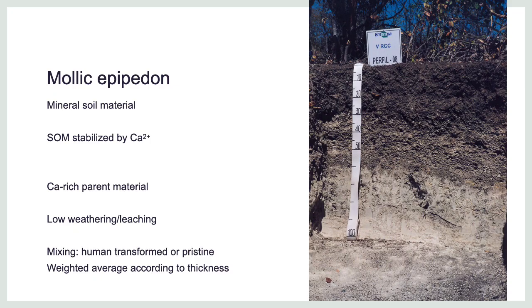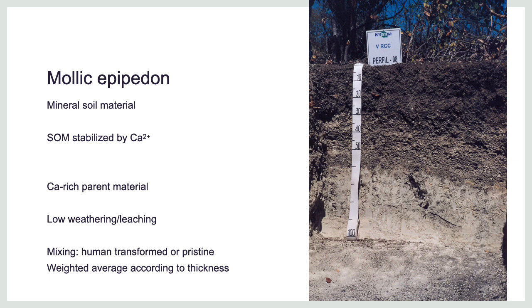Let's talk about another pattern, the Mollic pattern. The Mollic pattern is a mineral soil material, so the organic carbon content is medium, definitely not high, definitely not higher than or equal to 12%, okay? But you definitely have some organic carbon.